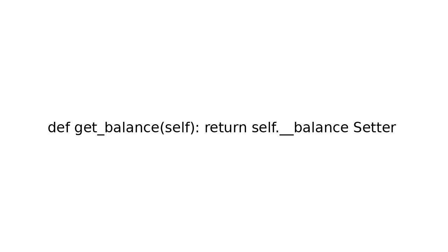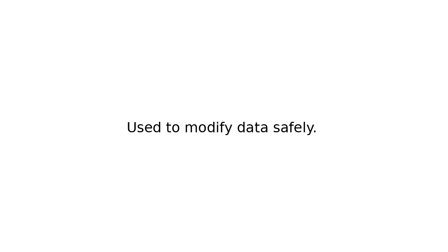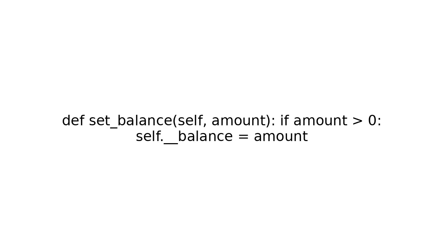Getter and setter methods. Encapsulation often uses getter and setter methods. A getter is used to read data. Example: def get_balance(self): return self.__balance. A setter is used to modify data safely. Example: def set_balance(self, amount): if amount > 0: self.__balance = amount. This ensures invalid values cannot be assigned.